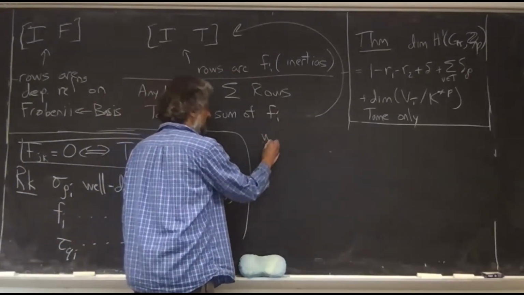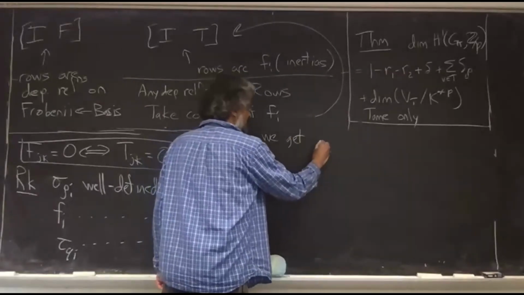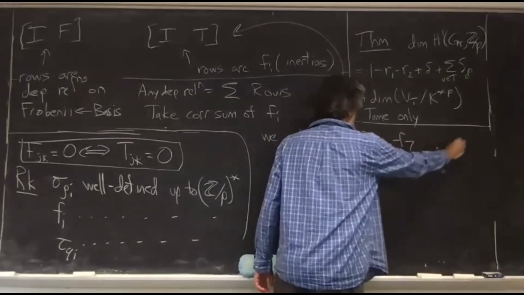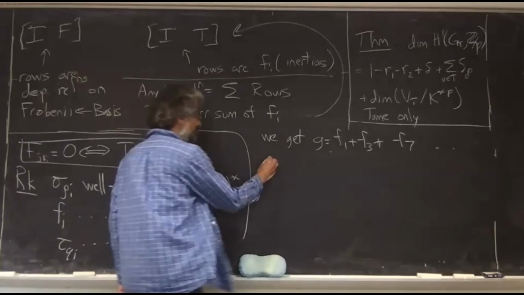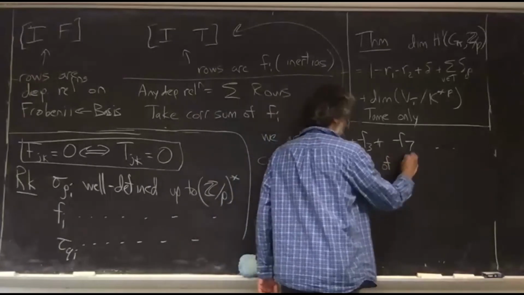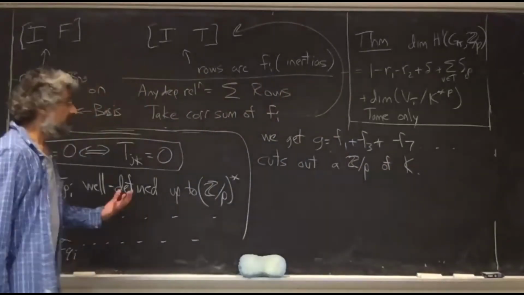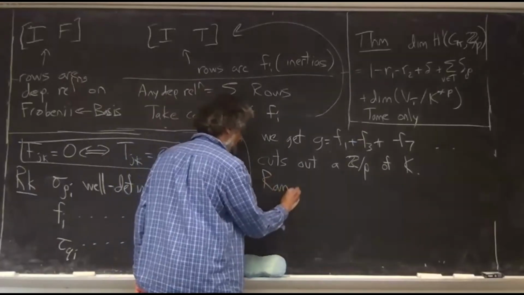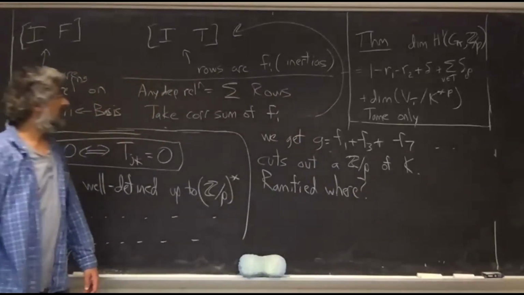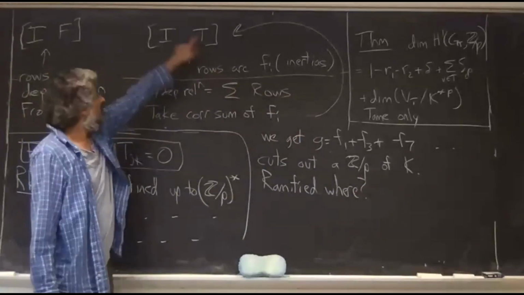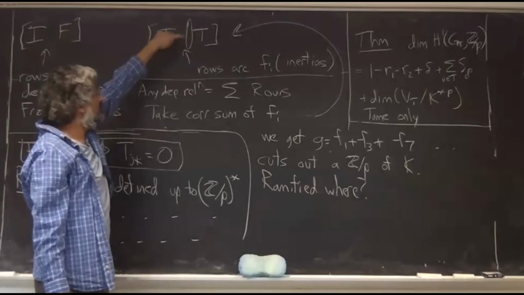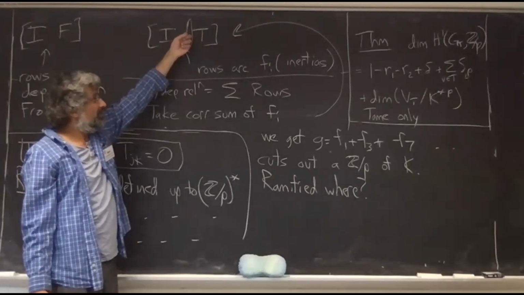We get the sum G. Maybe it's F1 plus F3, I don't know, plus F7. That cuts out a Z mod P extension of K. And where is it going to be ramified? Well, it's going to be ramified when we're taking the sums of these rows, we look in one column. And we're adding up some of the rows from this column. And that's the evaluation and inertia at this prime.